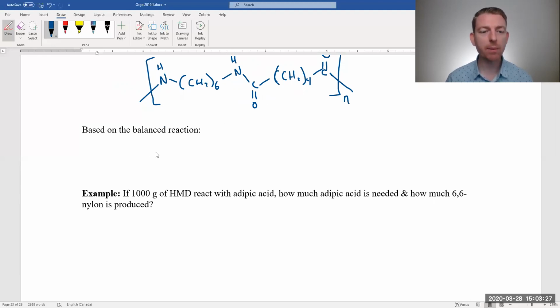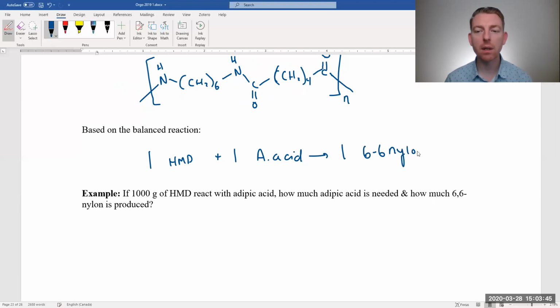So we'll just write down the balanced reaction one more time. Just say 1 mole of, say, the HMD plus 1 mole of the adipic acid is going to go into 1 mole of 6,6 nylon plus 1 mole of water. Okay, we'll write that down so that we remember.